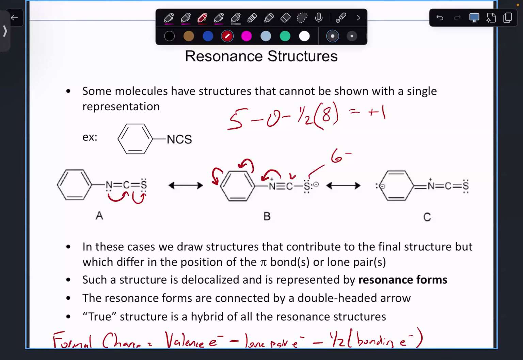Minus the lone pair electrons. Well, in this resonance form, sulfur has 2, 4, 6 lone pair electrons. So that's going to be 6 minus 6. Minus 1/2 of the bonding electrons. There are 2 electrons in that bond, so that would be minus 1/2 of 2. And lo and behold, 6 minus 6 minus 1/2 of 2 gives us a -1.